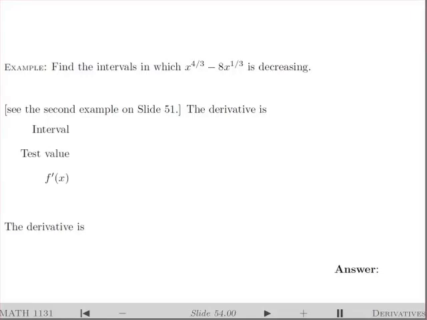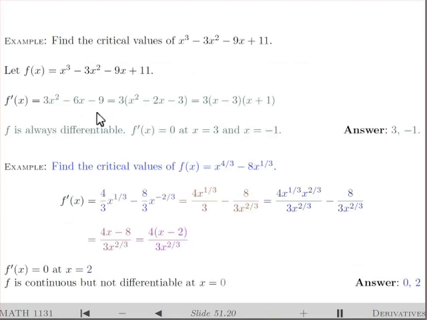Welcome. In this session, we will look at another example of determining intervals where a function is either increasing or decreasing. This again is a continuation of a previous example. For the function x^(4/3) minus 8x^(1/3), we found the derivative, simplified it, factored, and found where the critical values are.